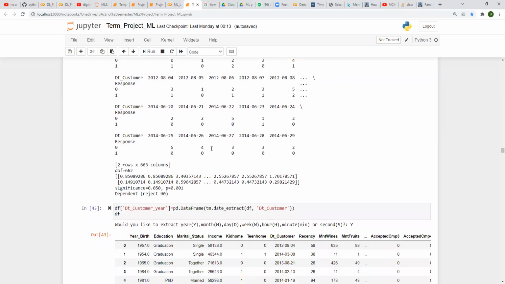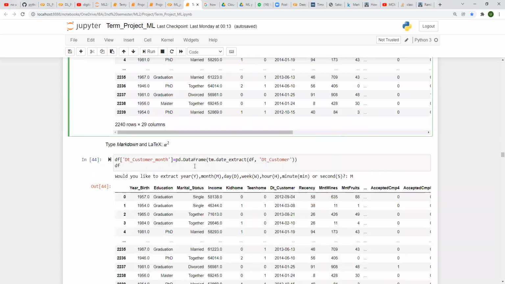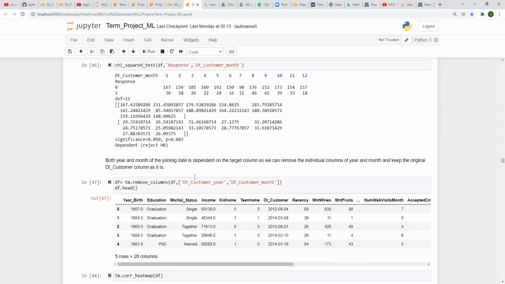So if we go ahead, move forward. Over here, what I did was I extracted the year from DT_customer just to see if our target column is actually influenced by just the year of the customer enrollment and just the month of the customer enrollment. And it turns out that they are actually dependent. Both of them individually are dependent. So it's better to use the date itself.